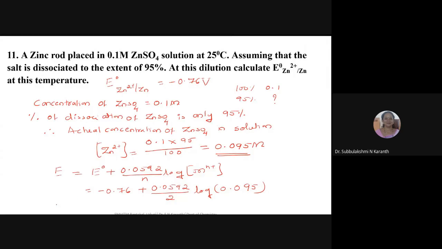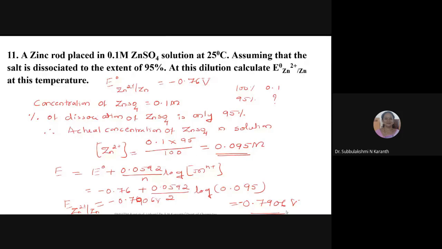Then for the final answer, you can observe E Zn2+ | Zn becomes equal to how much? It is a direct calculation. We get minus 0.7906. This is the final answer, that is minus 0.7906.